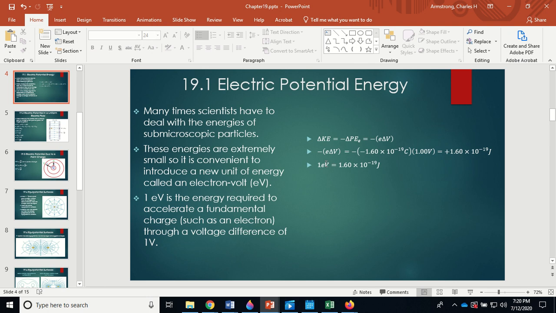Okay, so 1 electron volt turned out to be 1.6 times 10 to the minus 19 joules. Remember that 1 electron volt is the energy we would need to accelerate the fundamental charge, the 1.6 times 10 to the minus 19 coulombs, through a voltage of 1 volt. And if we plug it into this equation here, it turns out that it's 1.6 times 10 to the minus 19 joules. So we'll just call that 1 electron volt.